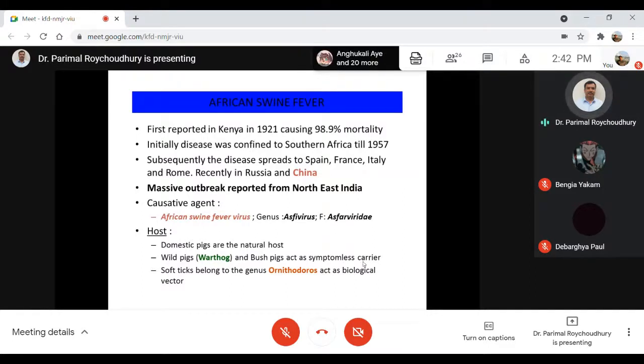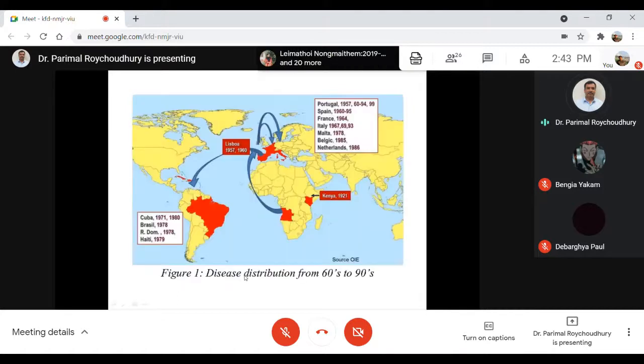As you know, in these regions we have a good population of wild boars and hogs. So in the near future, that may create severe problems for this particular region, particularly for pig husbandry practices in Northeast India. So these are the different hosts: not only the domestic pig, but even the wild pig populations may harbor the virus in the wild. Okay.